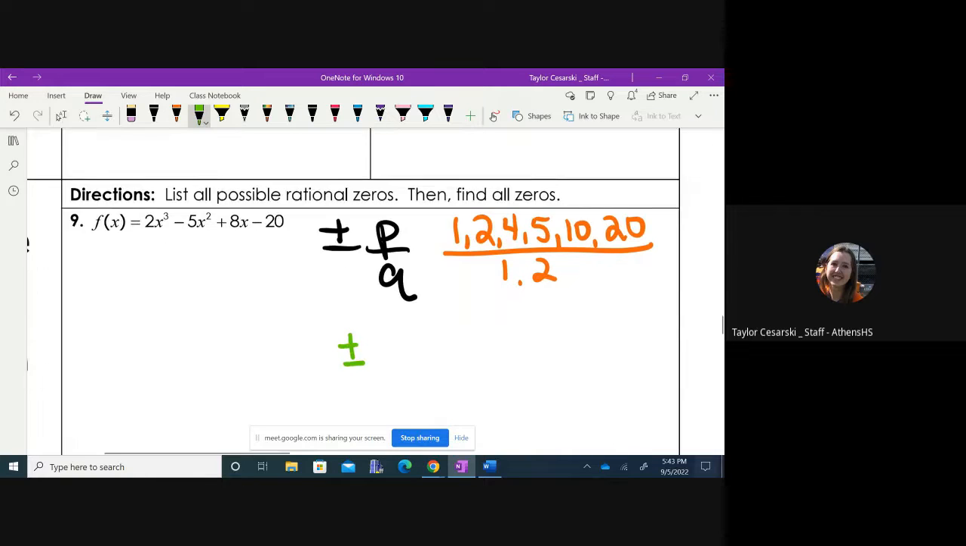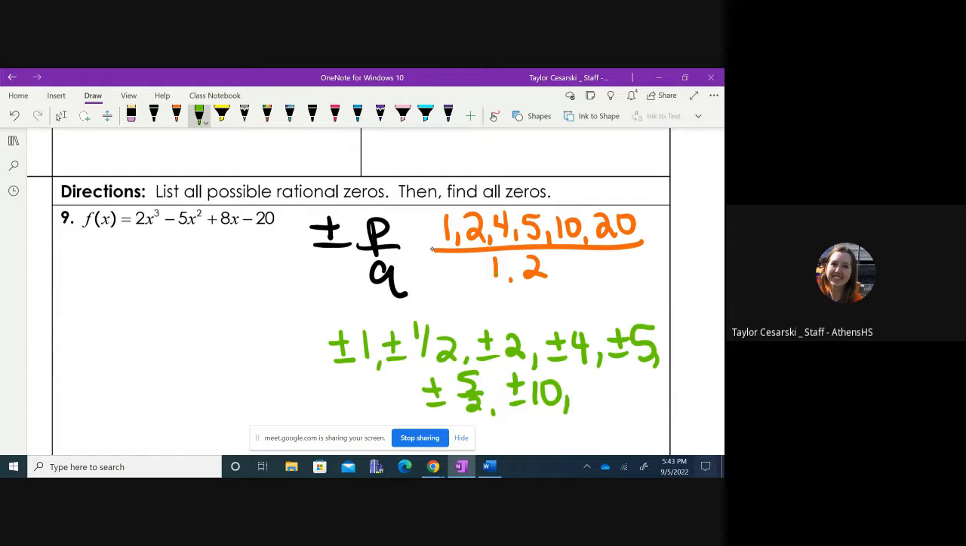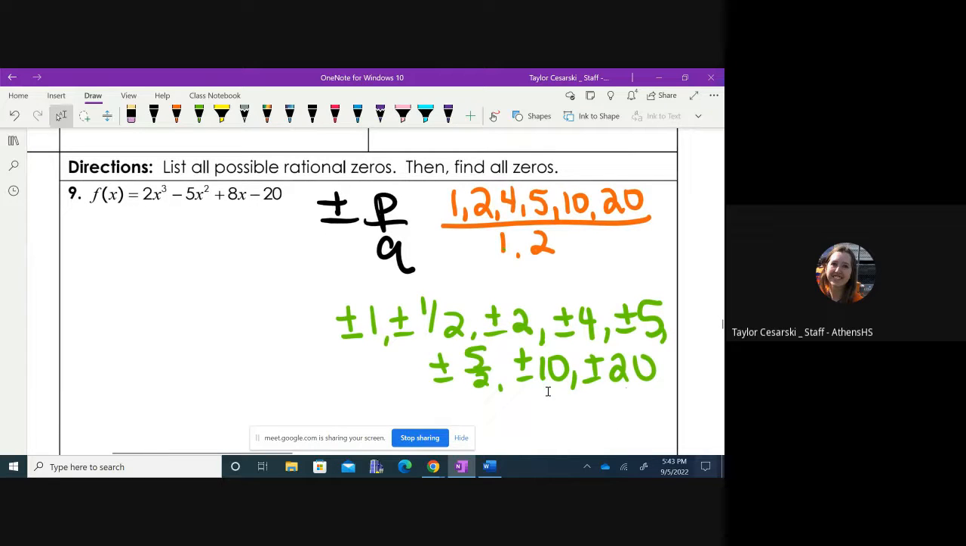So what I mean by that is plus or minus 1 over 1 is 1, plus or minus 1/2, 1 over 2, plus or minus 2, because that's 2 over 1, and then 2 over 2 we've already done, plus or minus 4, 4 over 2 we've already done, plus or minus 5, plus or minus 5/2, plus or minus 10, we've already done 10 over 2, and plus or minus 20, and we've already done 20 over 2. So those are your possible zeros, or your possible rational zeros, excuse me.